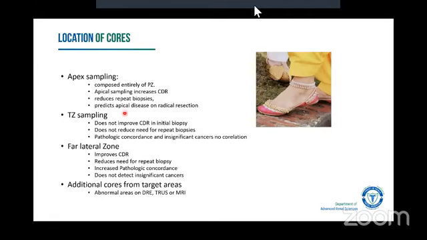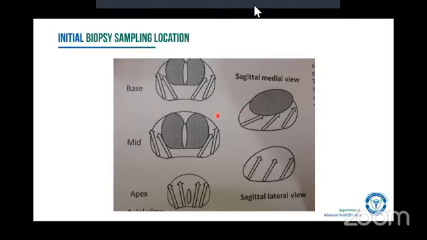This is not true if you're doing a transition zone sampling, especially in the initial biopsy. You might do it in the repeat biopsy, but in the initial biopsy it does not decrease the need for repeat biopsies. And of course, the far lateral zone is a good harvesting ground for cancers in the far lateral portion. So whenever you are doing a biopsy, it should be from the peripheral zones, and it should be through the entire location of the entire zone of the prostate. So this is a typical initial biopsy sampling location.